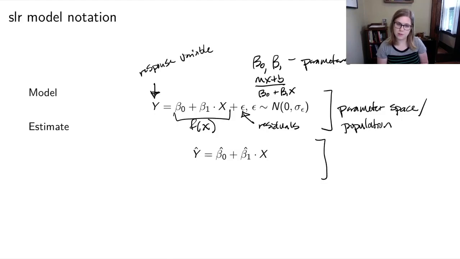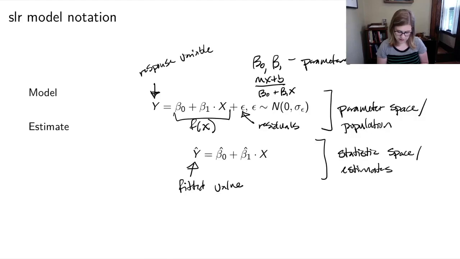And then we've got another version of the model that we're going to focus on most of the time, and this is the statistic space, or the estimates. So we use y hat to mean the fitted value, and then we use hats on top of both of our betas to mean estimated beta 0, beta 1, and then we've got x in there. There's no epsilon here, so there's no error term when we're doing the estimate. The estimate is going to be different from the actual value of the response.